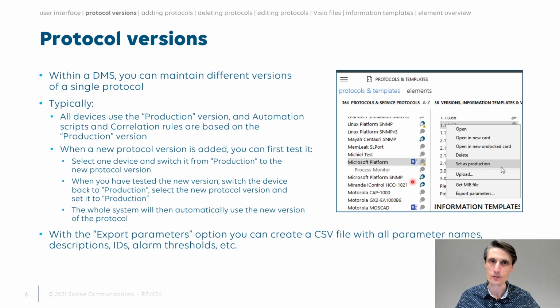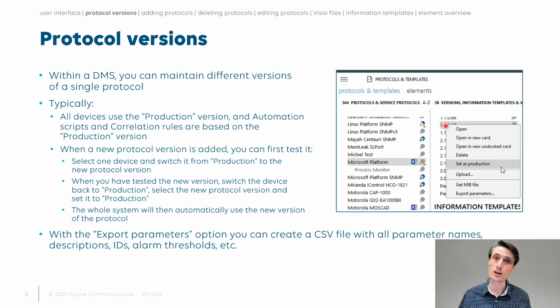Now, what is production version? Production version is basically a pointer, and the production version points to one of the versions that you have available in your list of versions. So in this case, we have a Microsoft platform selected. We have a whole series of versions available, and you can just select any of them, right-click on it, and set it as production. And that's going to be your production version.